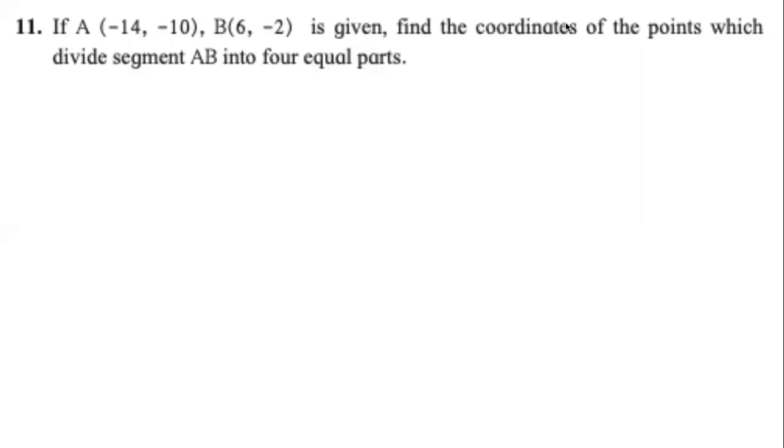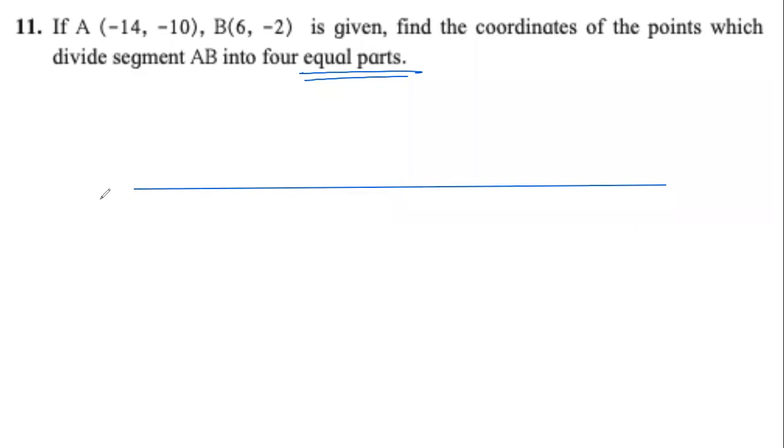Question 11. If A (-14, -10) and B (6, -2) are given, find the coordinates of the points which divide the segment AB into 4 equal parts. Aha, interesting. Not 2, not 3, 4 equal parts. Why do we fear? We don't have any reason to fear because we know the basics of this question.